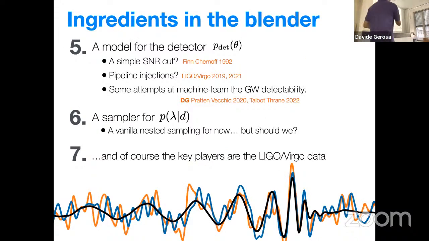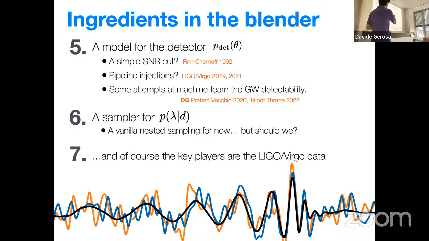Then point 5, you need a model for the detector. Someone needs to tell you this pdet. That's crucial for an unbiased inference. We've been doing it with simple SNR cuts. That's the easiest thing you can do. The field is moving along and using actual pipeline injection, so putting fake data into the same pipelines that you would use when you do the real analysis, which is arguably more accurate, though it adds complexity and cost to the inference runs.